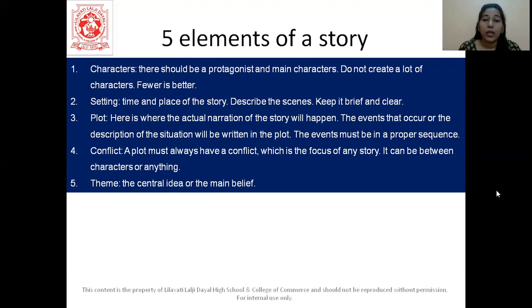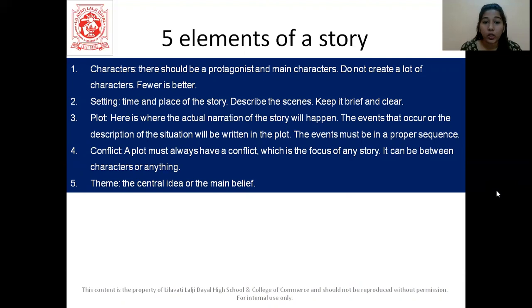Then the next thing is a conflict. So every plot, they say, must have a conflict, which means you have your main character. There is a problem. And that is what your main character will solve. That's how your story should revolve. So conflict is basically the focus of any story. It can be between any characters, a situation, it could be anything. You create a problem and how your main character is going to solve it. That's your conflict.